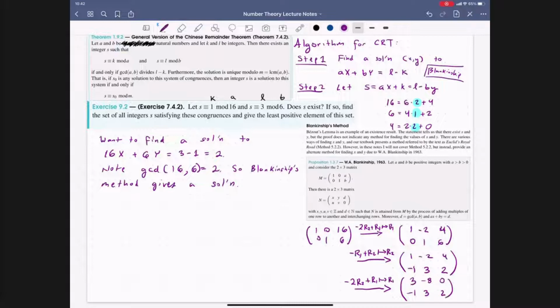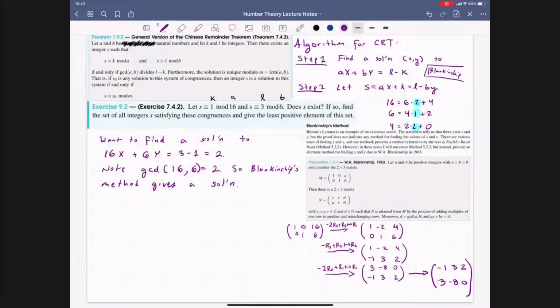But now to finish Blankenship's method, we want to interchange rows. So we want the 0 on the bottom right. So we swap the 2 rows. So we have our solution: x is negative 1 and y is 3.